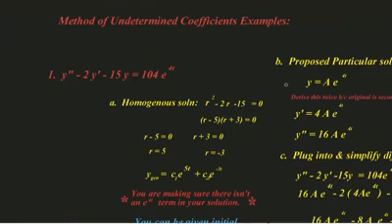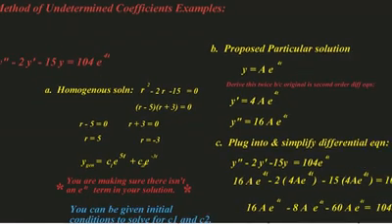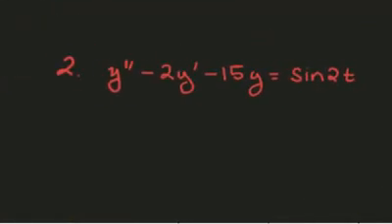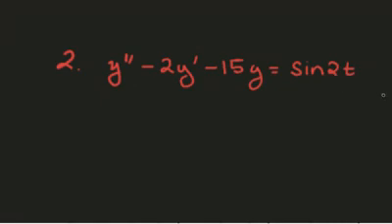Hello and welcome to another one of these ADD videos. Today we're going to look at an example of method of undetermined coefficients. And this is going to be a trigonometric example in which your particular solution is going to be in the form of a sine or a cosine.